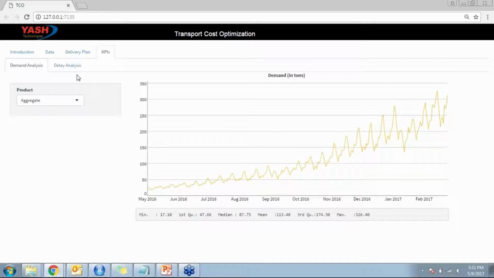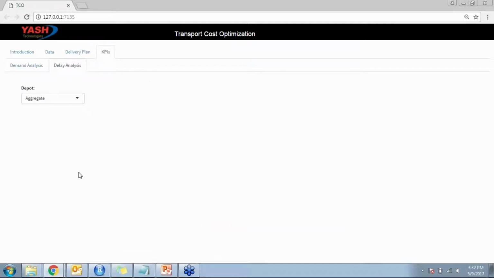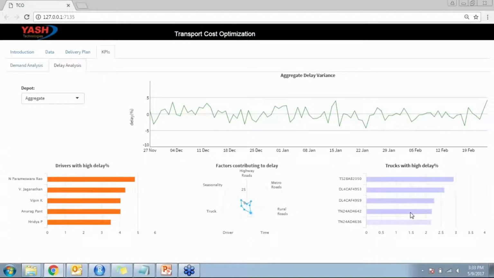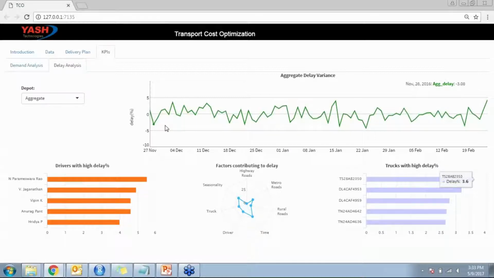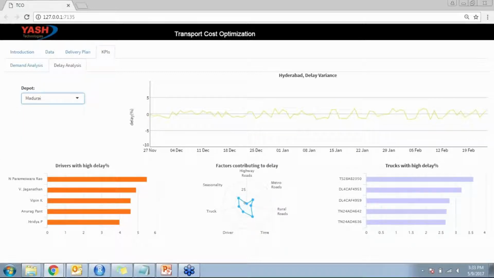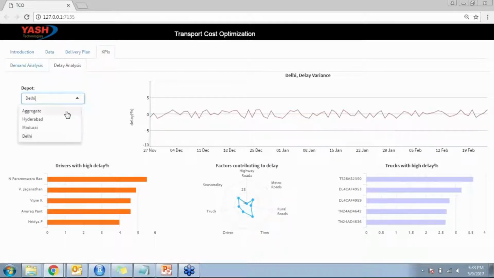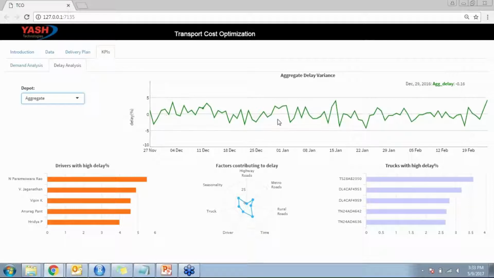We have also generated KPIs for analyzing the total demand as well as delay. So this is the final part of it, where you can observe that we have the aggregate delay variance. That is basically for each of the regions, what is the variance that has occurred particularly, and what is the aggregate. So we get the variance. Some days there was up to 5%, 4% delay in terms of negatively. Some days it went to positive.